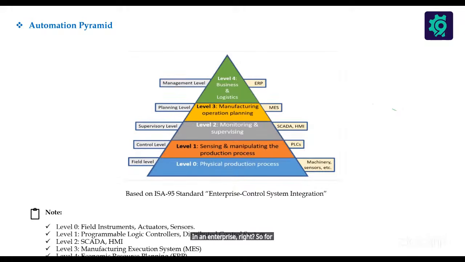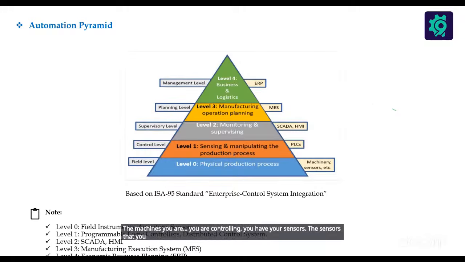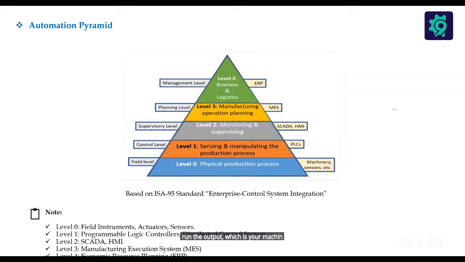We have level 0, and on level 0, we have our normal production process, which we call the field. That is the area where you have the machines you are controlling. You have your sensors, the sensors that you use to monitor the process. Then you execute whatever program you have to run the output, which is the machinery that you have on the field.